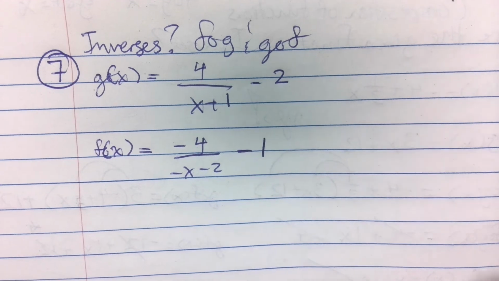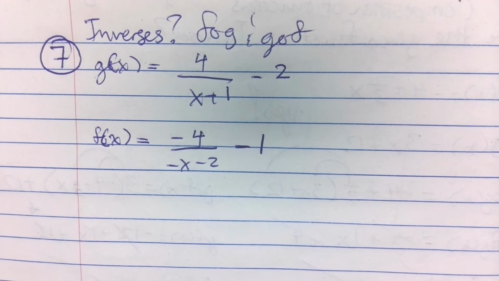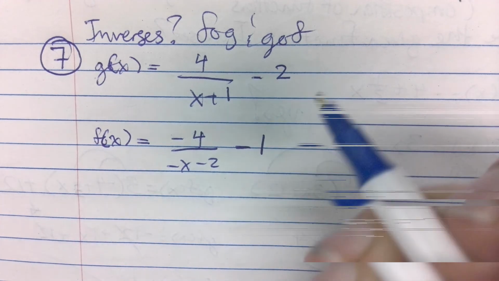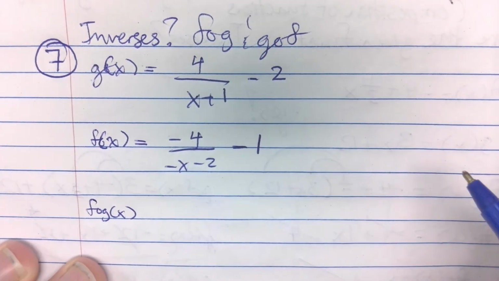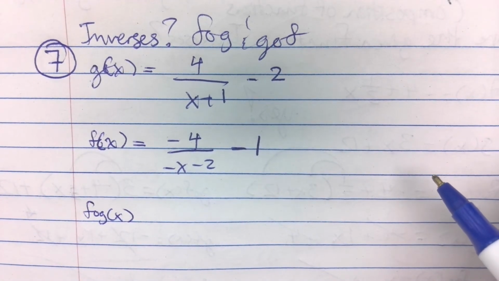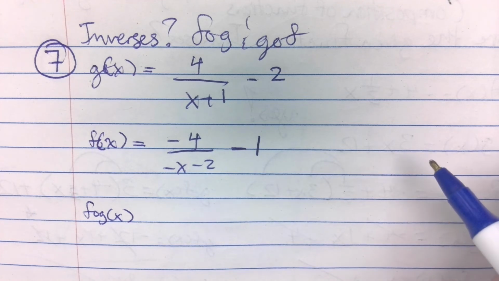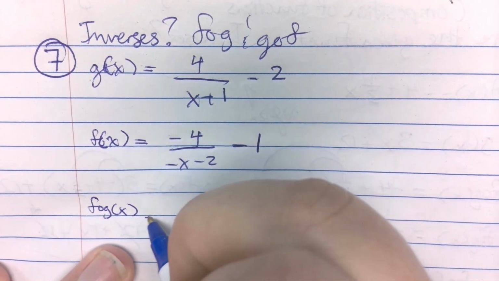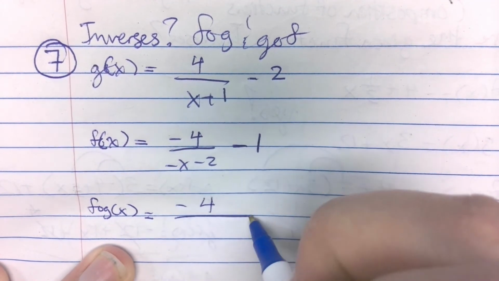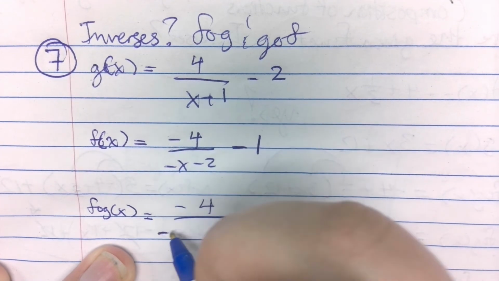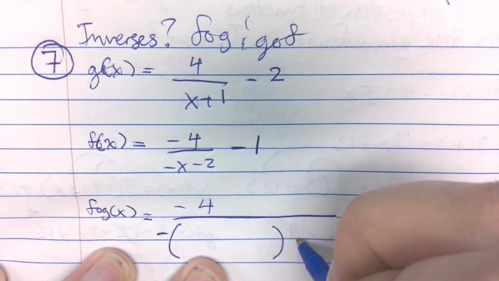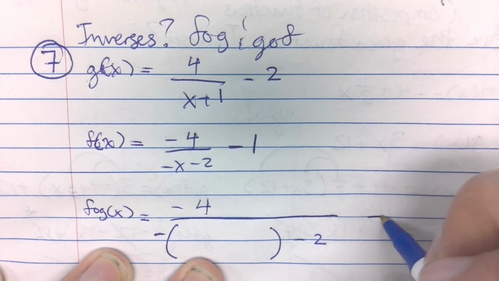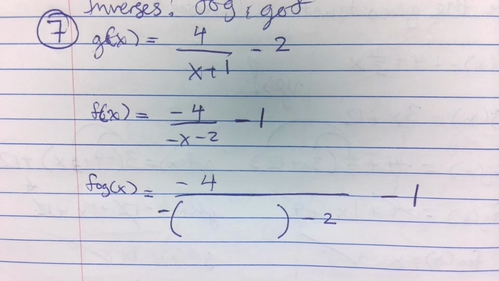Okay, let's break it down. f of g and g of f. Which equation am I going to start with? Negative 4 over the f one. The negative stays on the outside of the parentheses. I'm going to need a lot of room because I have to write all of that here. It's going to be ugly, but I'm going to help you.